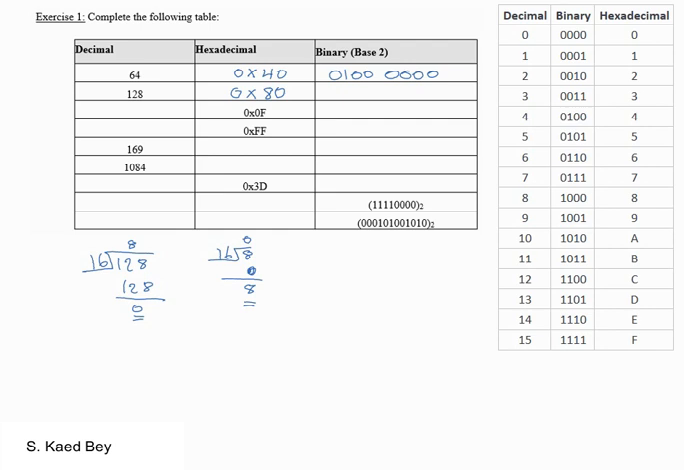To find the binary equivalence, again, we can use this table. So the first digit in the hexadecimal part is 0. This is equivalent to 4 zeros. And the 8 in hexadecimal is equivalent to 3 zeros and 1.